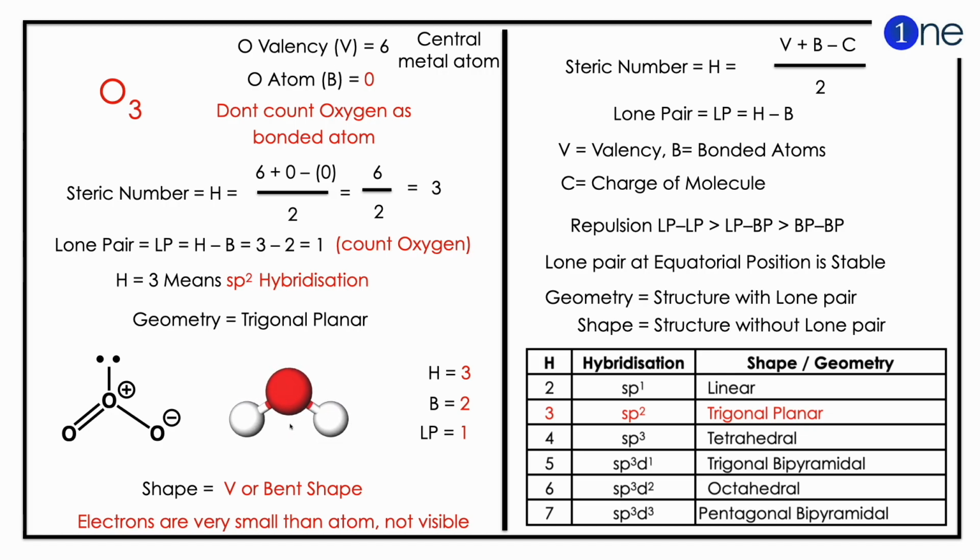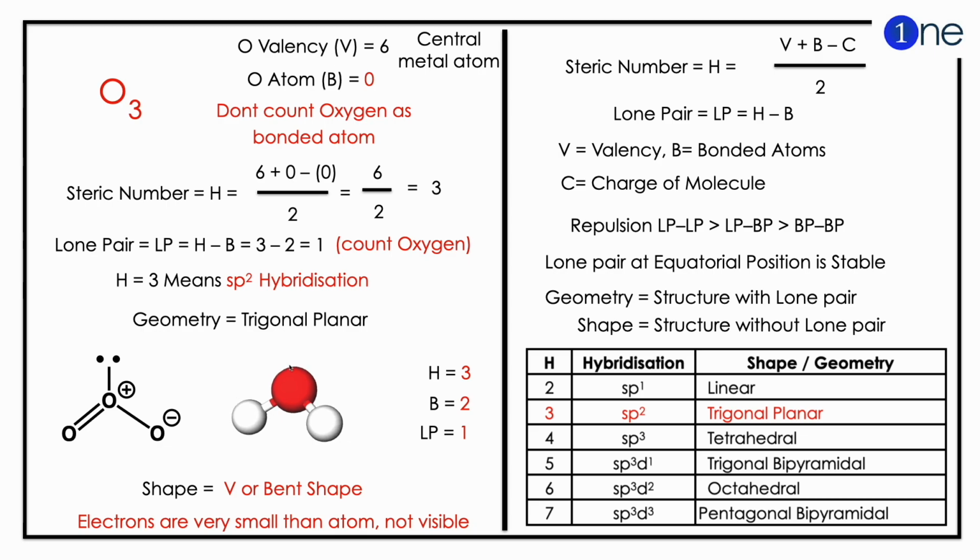To find the hybridization, you should know the steric number, which is H equals (V plus B minus C) divided by 2. Here oxygen is both the bonded and central atom. Oxygen valency is 6, but the bonded atoms are 2, which we should not count, so it is 0. If you substitute in the formula, it gives 6 by 2, which gives 3.